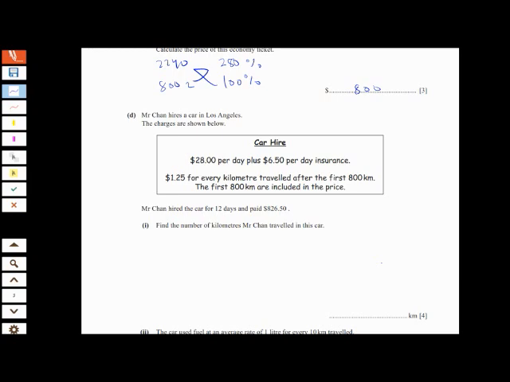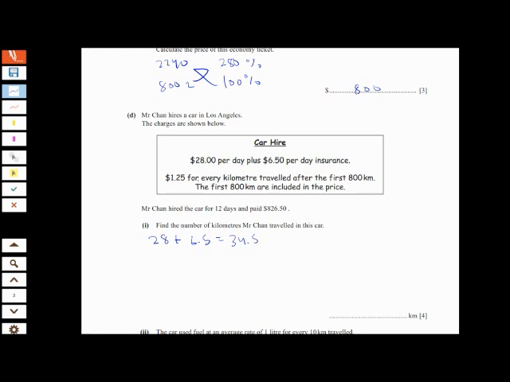Alright, $28 per day plus $6.50 per day insurance. So you add them up before you do anything. 28 plus 6.5 equals 34.5. So this is the price that he pays per day.